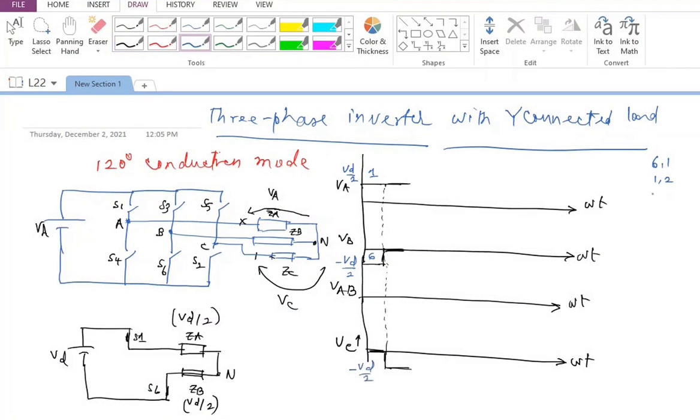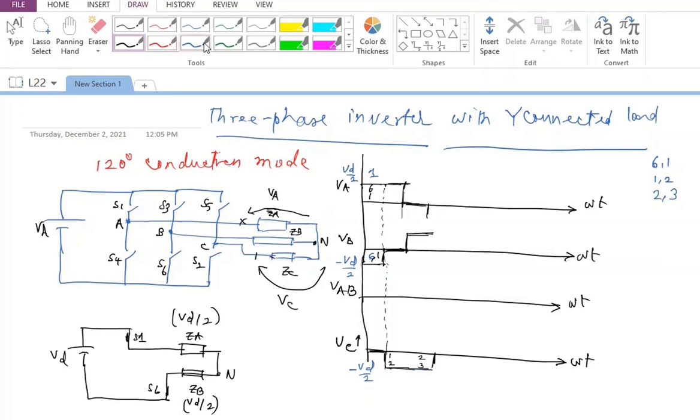Now, after this, I will have 2 and 3. When 2 and 3 are coming up, 2 will continue to conduct. So I will have minus VD by 2 coming up again. So this is due to 1 and 2, and this is due to 2 and 3. So if I try to write, this will be 6 and 1, and I should write here also 6 and 1. Now I have 2 and 3. So very clearly after this 2 and 3 will take over. So 3 will be a positive voltage here. So this is going to be VD by 2. By then 1 is gone. So I will have 0 voltage coming up.